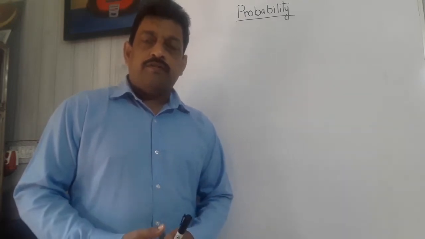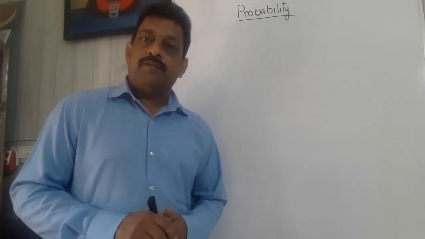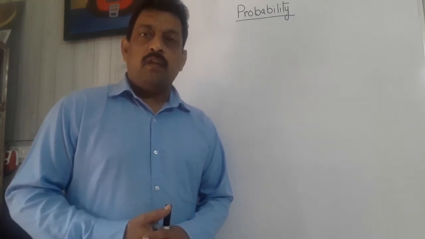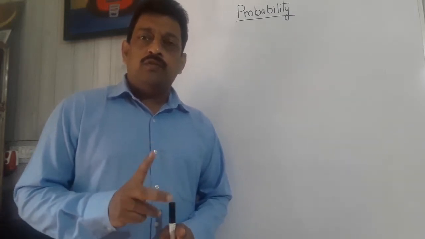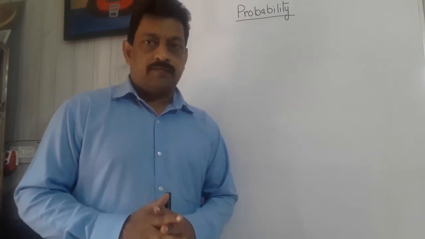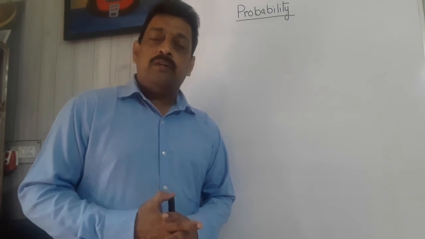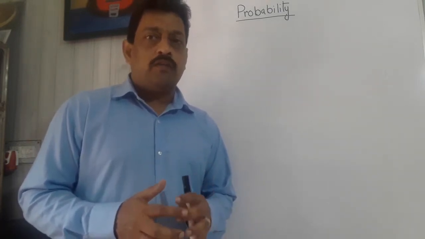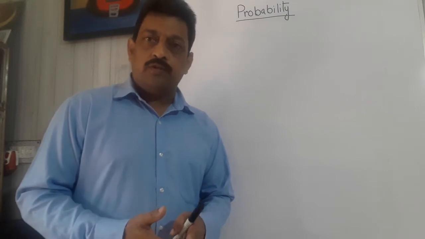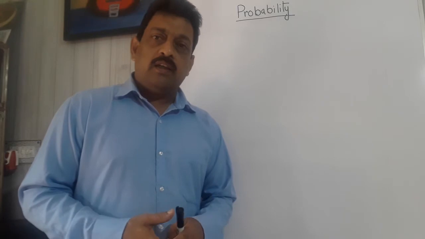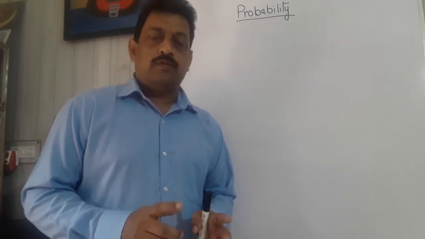So let me first begin with the coin. When we toss a fair coin, we have only two possible outcomes, that is either head or tail. Now the probability of getting head is 1 upon 2, as well as the probability of getting tail is also 1 upon 2.